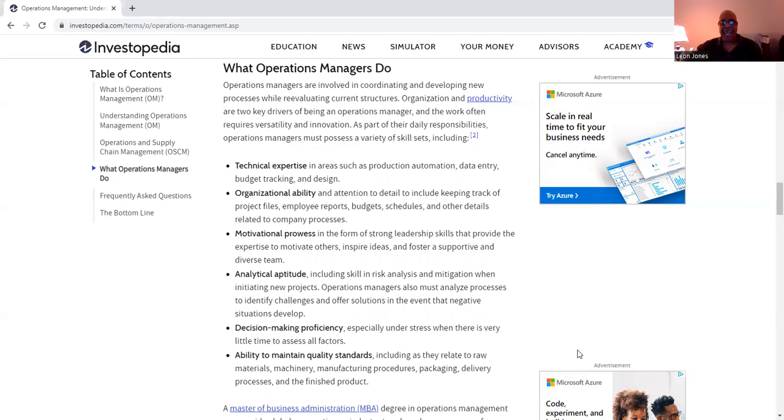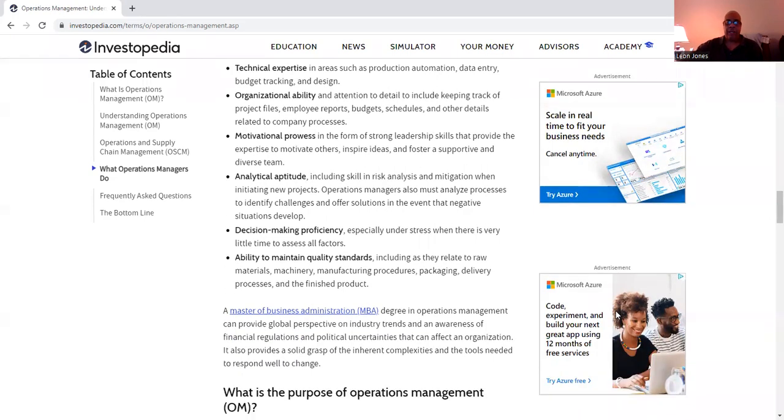And you have to have an analytical aptitude, including skill in risk analysis and mitigation when initiating new projects. Operations managers must also analyze processes to identify challenges and offer solutions in the event that negative situations develop. Decision-making proficiency, especially under stress when there is very little time to assess all factors.